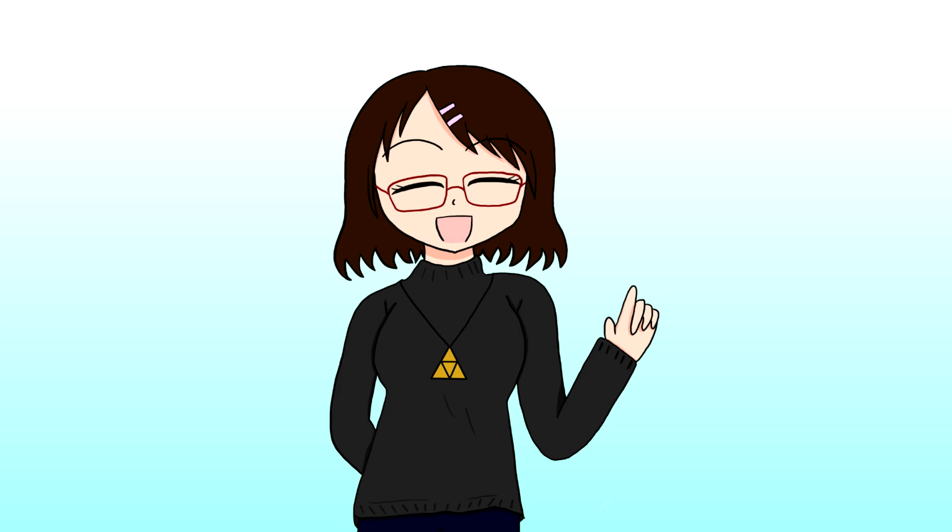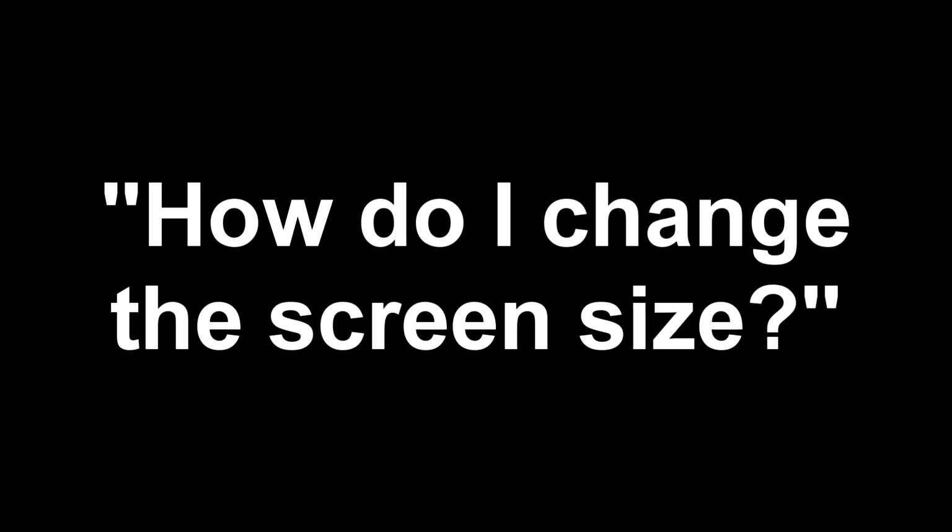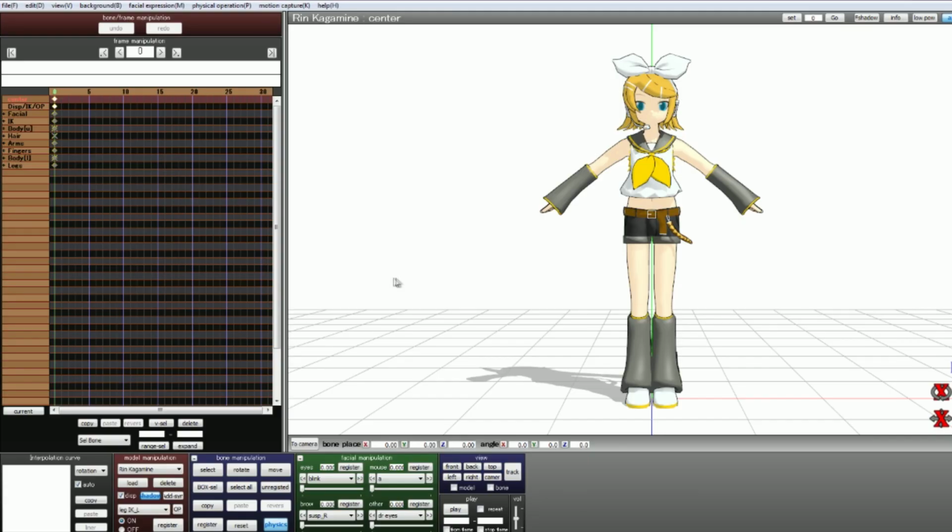Alright, so let's go. How do I change the screen size? Go to View, Screen Size, and from there pick whatever dimensions you want. I personally set mine at 1920 by 1080 as that's usually the standard, but you may need to lower the dimensions depending on your computer or even laptop. You wouldn't want to render a 4K video on a potato, you know? So that's all up to you.